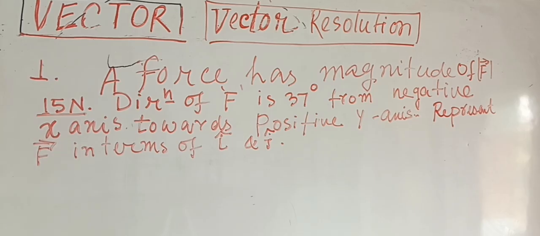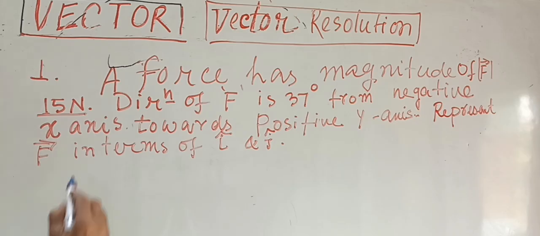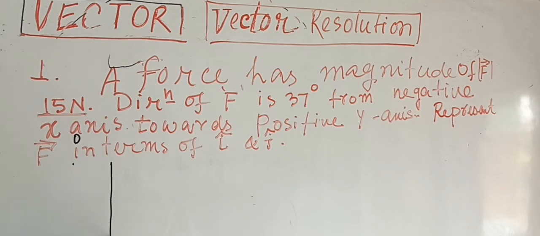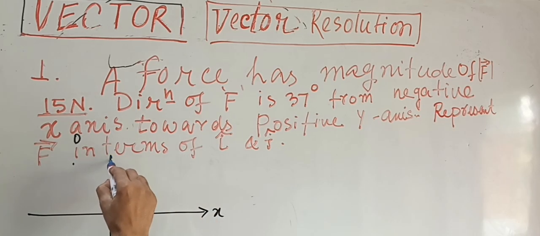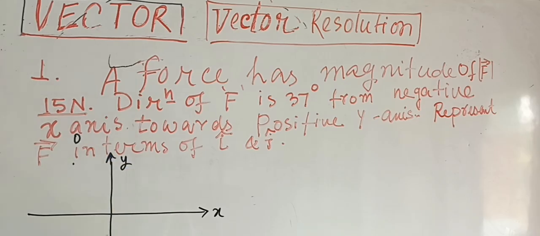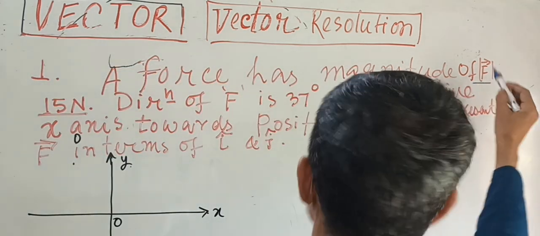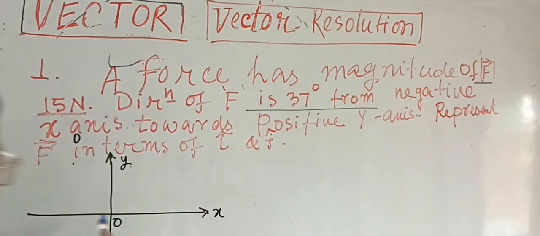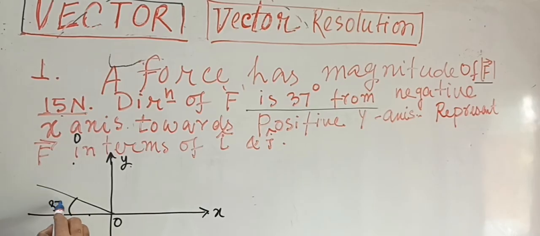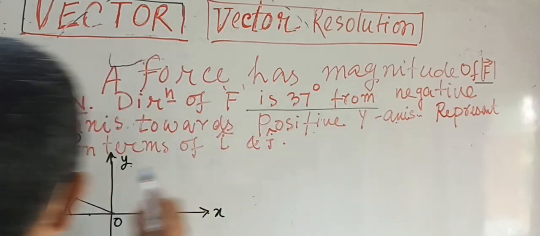Now, first let me draw the diagram. This is y-axis. This is origin. X-axis, y-axis. Force has magnitude F of 15 Newton. Direction of F is 37 degree from negative x-axis. This is the negative x-axis. This is 37 degree towards the positive y-axis. So this is the force, right?